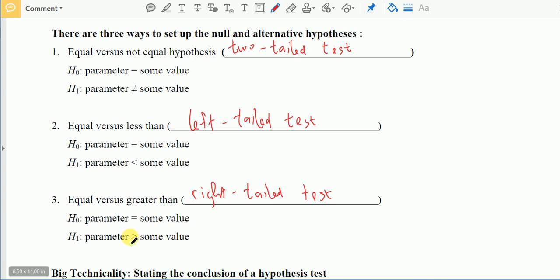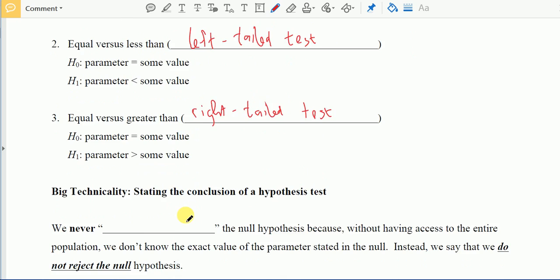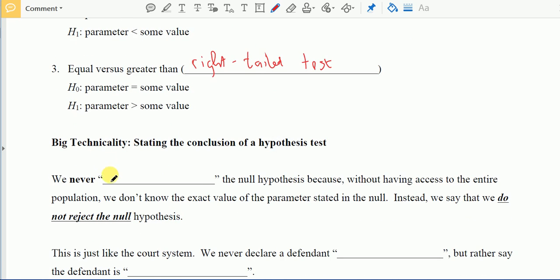And the right doesn't mean the error pointing to the right. So basically, we never accept the null hypothesis, because without having access to the entire population, we never know the exact value of the parameter, even though it is given that it's equal to some value. However, we can say that we do not reject the null hypothesis, even though we never accept it.